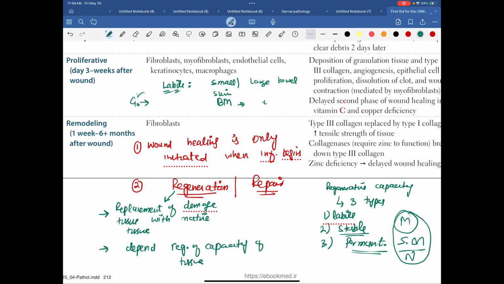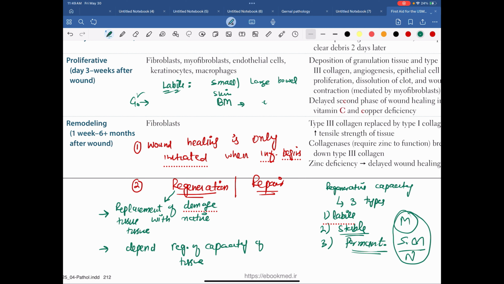So let's take a quick review. First of all, you guys have to remember what healing is. Healing is initiated when the inflammation begins. Then after that, healing occurs through a combination of two mechanisms, regeneration and repair. So again, what is regeneration? Replacement of damaged tissue with native tissue, with healthy new tissue. That is called regeneration. And regeneration depends on the capacity of the tissue.